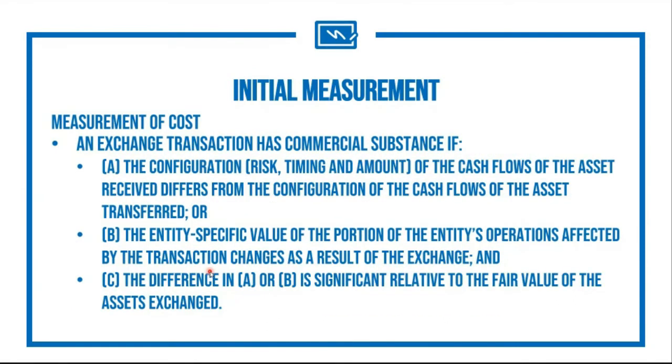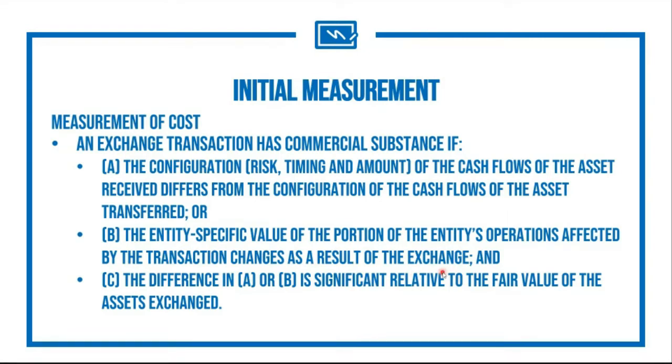Next, how do we know if there is commercial substance? So according to the standard, there is commercial substance if any of the three was satisfied. So first, the configuration or the risk, timing, and amount of the cash flows of the asset received differs from the configuration of the cash flows of the asset transferred. So meaning there is a difference in the cash flow configuration of the assets that were received and exchanged. Letter B, the entity-specific value or the value in use of the portion of the entity's operations affected by the transaction changes as a result of the exchange.